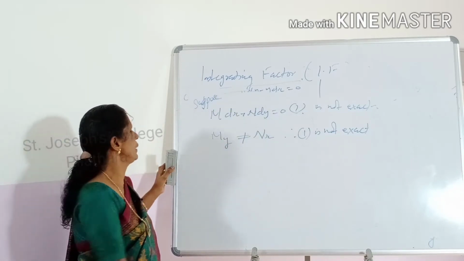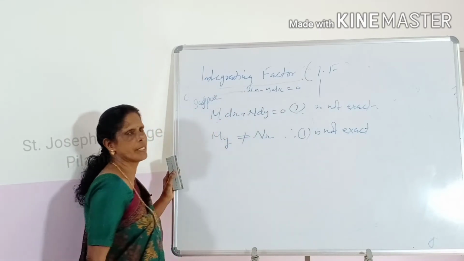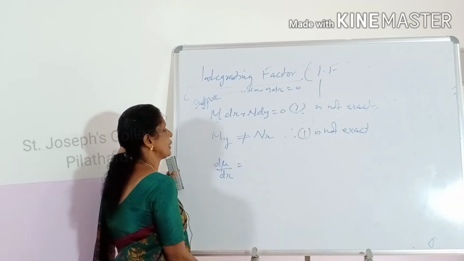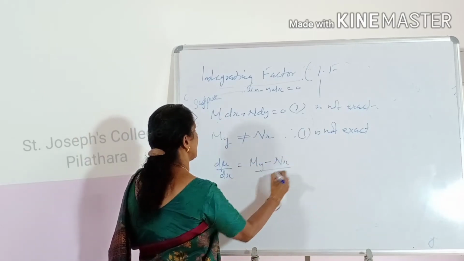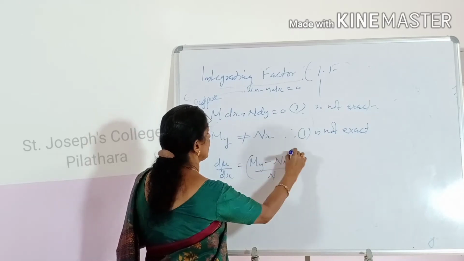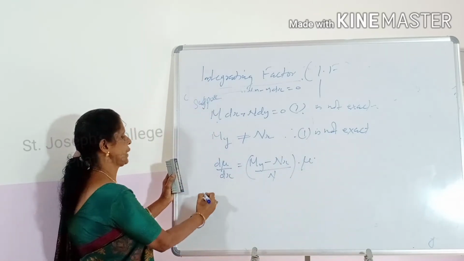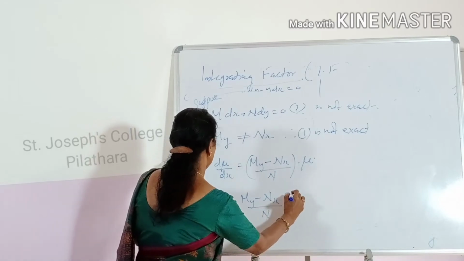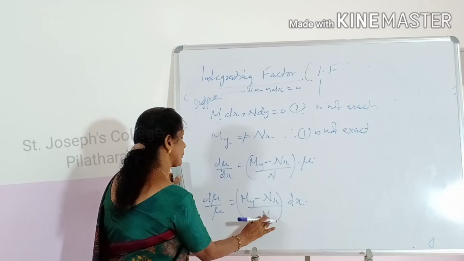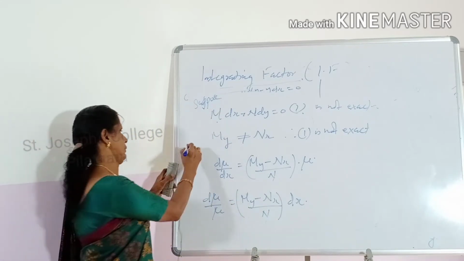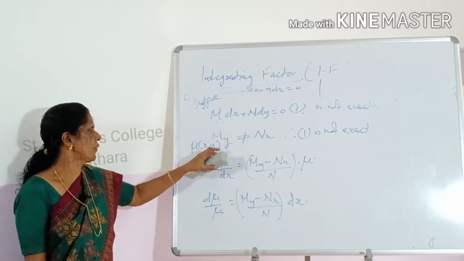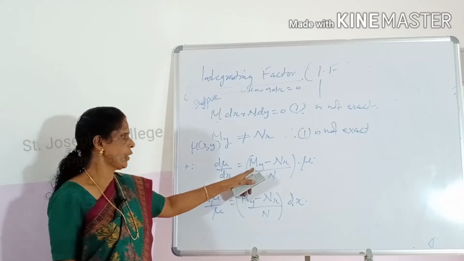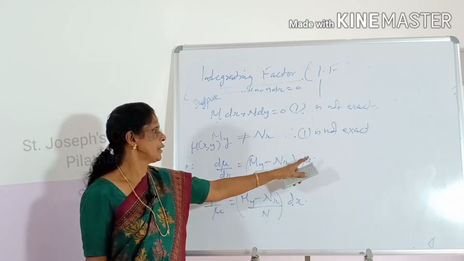Now to find the integrating factor for the given equation 1, let mu be a function so that d mu by dx equal to (My minus Nx) by N into mu, or we can write d mu by mu equal to (My minus Nx) divided by N into dx. Suppose we are having a function mu of x, y such that d mu by dx equal to (My minus Nx) divided by N into mu.